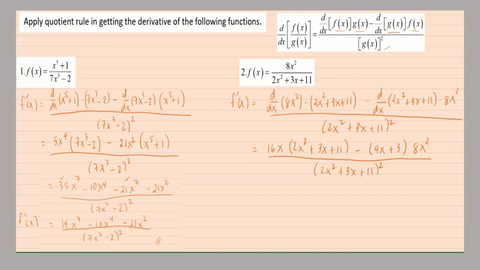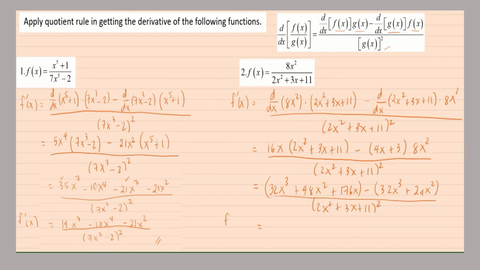So next we multiply 16x and 2x squared plus 3x plus 11. So this gives us 32x cubed, and then we have 48x squared, and then 16x times 11 gives us 176x. And then for the next term, we have 4x times 8x squared. This is 32x cubed. And then positive 3 times 8x squared is 24x squared. All over 2x squared plus 3x plus 11 and then raised to 2.